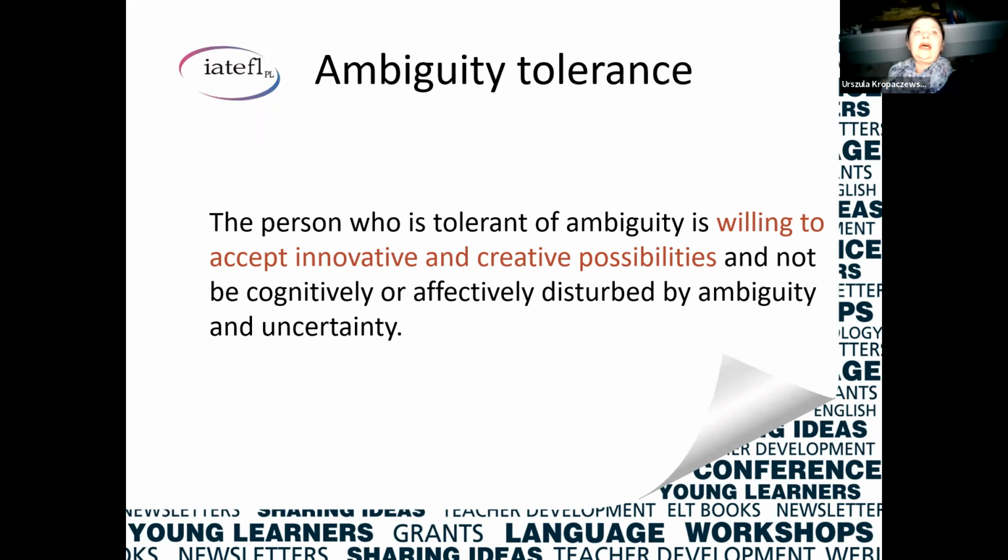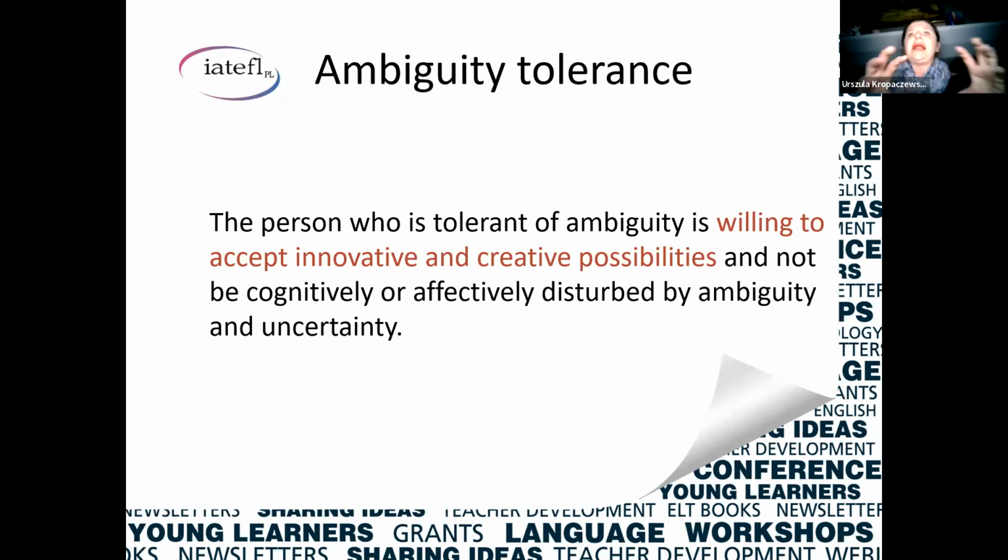But other people are not tolerant of ambiguity. It means that they are completely unwilling to accept new teachers, new ideas, and sometimes students don't like changing the place where they are seated, but we should make our students sit in different places. Okay, so of course it is what is good.